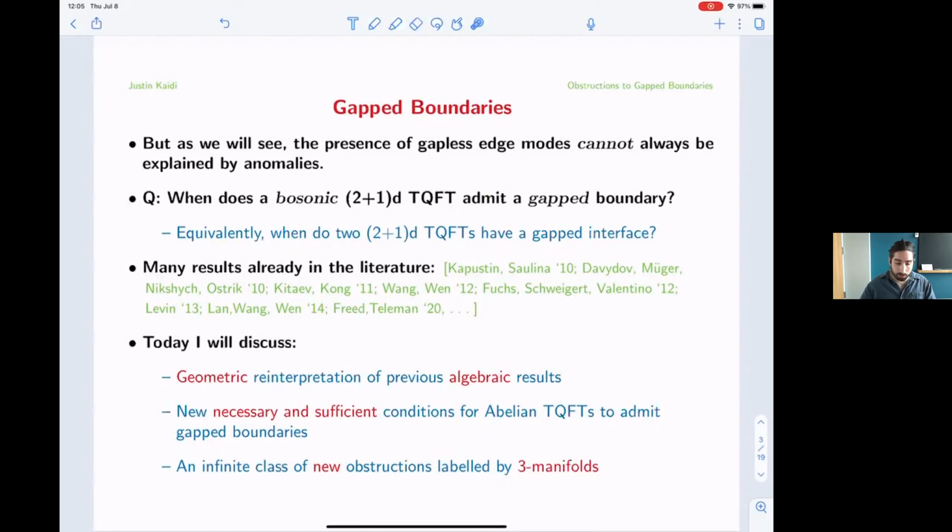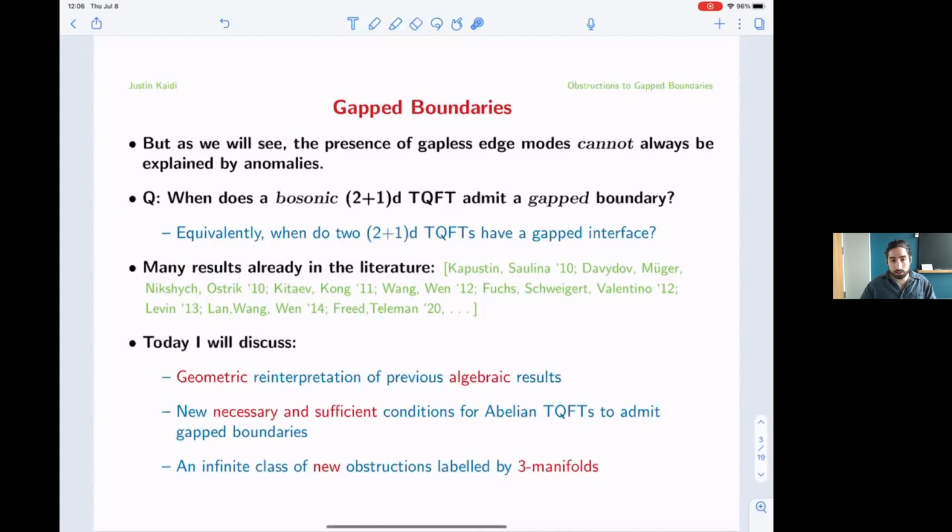So today, I'm going to go ahead and tell you about three main things. The first thing I'm going to tell you about is I'm going to give you a geometric reinterpretation of some of the previous algebraic results that existed in the literature. So much of this literature is sort of more formal, more mathematical. A lot of algebraic techniques or things like category theory are used. So for example, these authors here are category theorists. And so one of our goals is going to be to just phrase this in a language which is slightly more palatable to the average physicist.